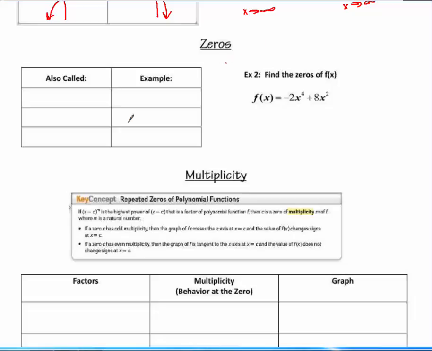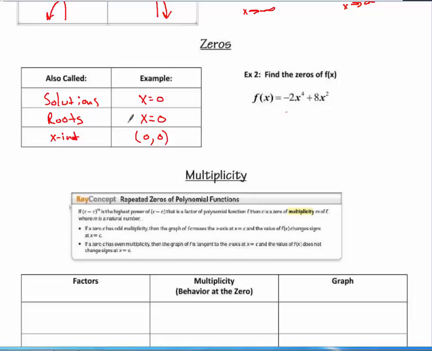Okay, a couple other things that you're used to is zeros. Other words for zeros are solutions, which will look like x equals 0. You'll have roots. They'll also say x equals 0. And you might have x-intercepts, and they'll be written like a point like this. So these are just examples. Don't memorize any of this. It's just showing you what they would look like.